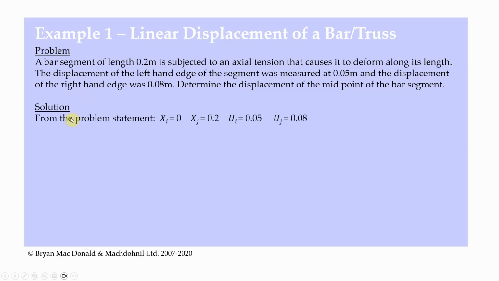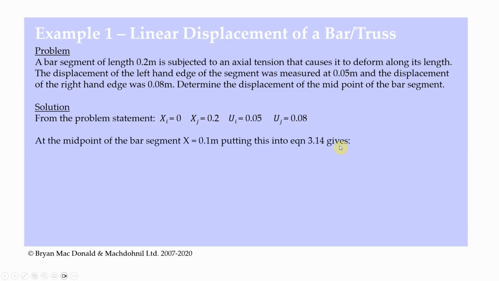From the problem statement, we have xi equal to 0 and xj equal to 0.2, so a bar segment of length 0.2. We're not told where it is, but we know the length of it, so that's enough. We can just say one edge is at 0 and the other is at 0.2, and we're going to use the length of 0.2. One point deforms 0.05 and the other one deforms 0.08, so ui is 0.05 and uj is 0.08.